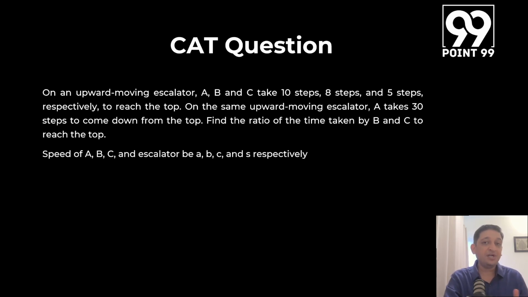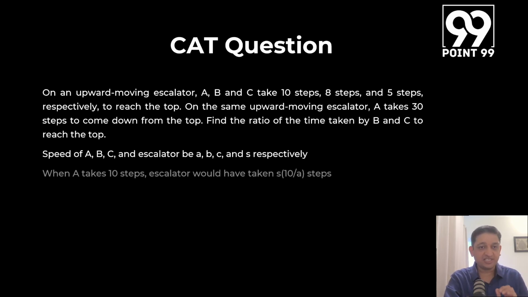So let's say that the speed of A, B, C and the escalator be A, B, C and S respectively. Simple, हम लोगों ने variables ले लिया. Now, if you look at the journey of A, important है ना यहाँ पे. तो A की journey अगर देखते हैं हम लोग first time में, when A takes 10 steps, right?